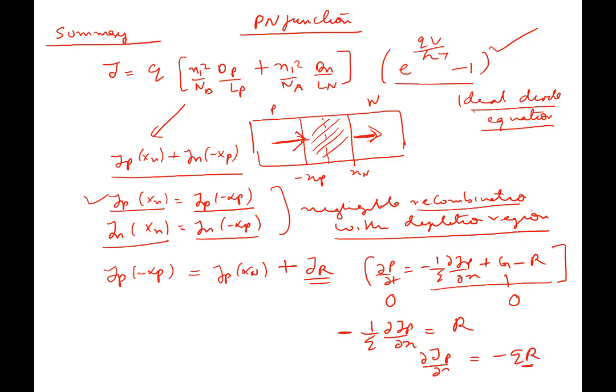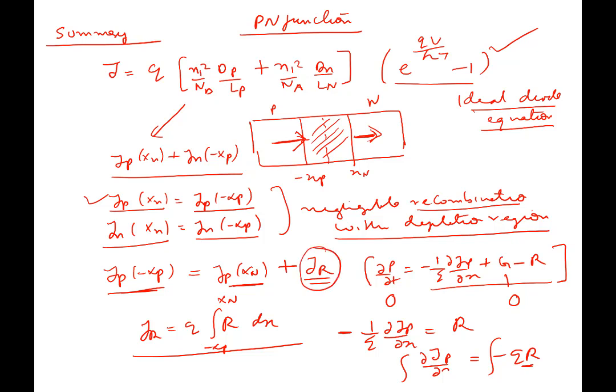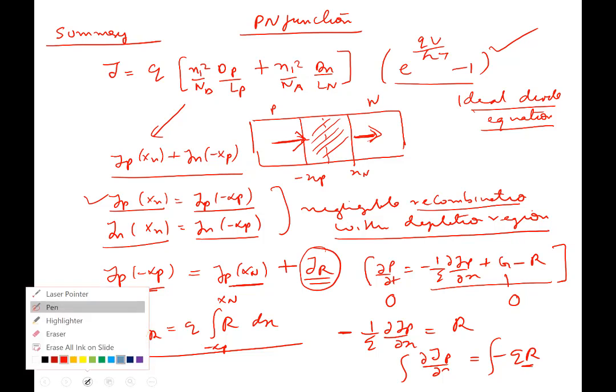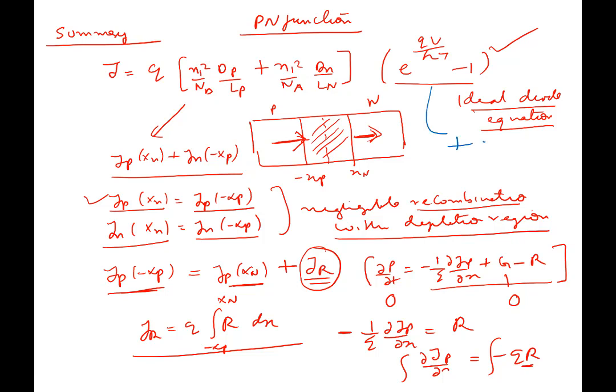So it tells us that if you integrate this, then Jp at minus Xp is Jp at Xn plus Jr. What is this Jr? Jr is nothing but the integral of Q R dx from minus Xp to Xn. So the PN junction current, if we take that into account, has an additional current, Jr, the recombination current. So if I were to do things accurately, I should have added here, along with this, a recombination current. So the whole issue then becomes, what is this recombination current? How do we calculate it?